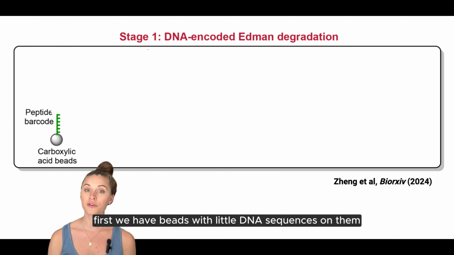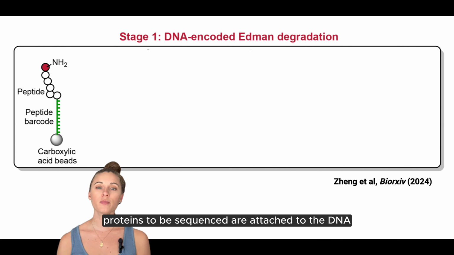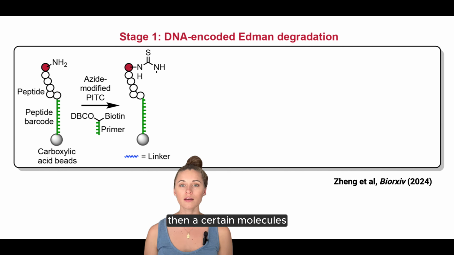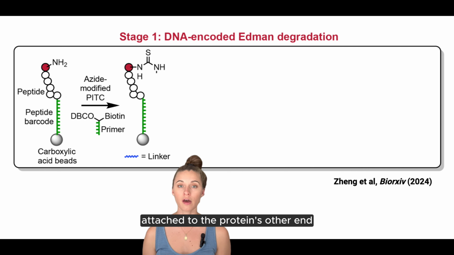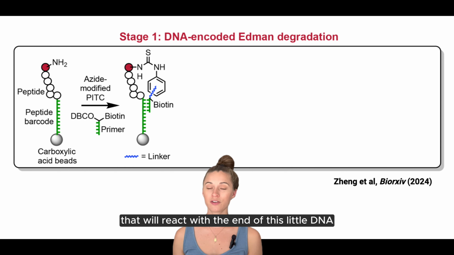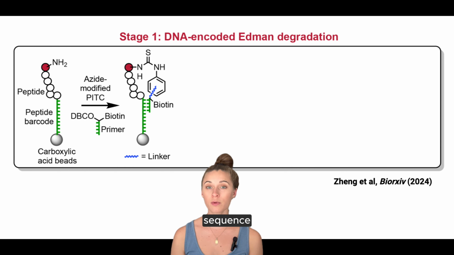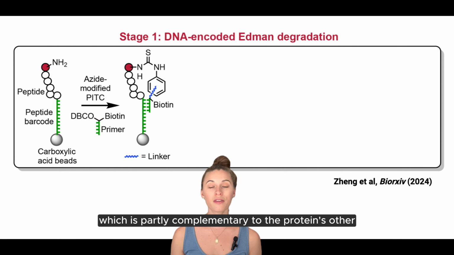First, we have beads with little DNA sequences on them. Proteins to be sequenced are attached to the DNA. Then a certain molecule is attached to the protein's other end. It has a side that will react with the end of this little DNA sequence, which is partly complementary to the protein's other attached DNA.